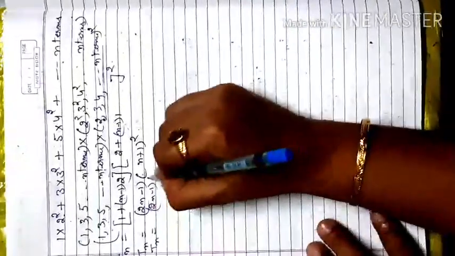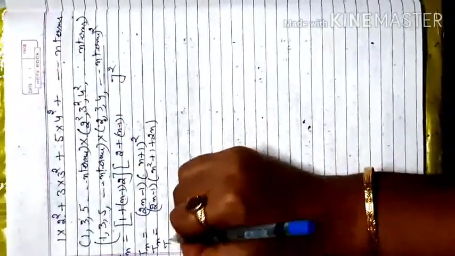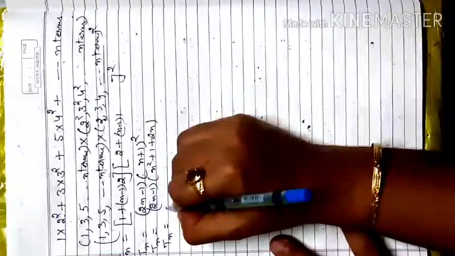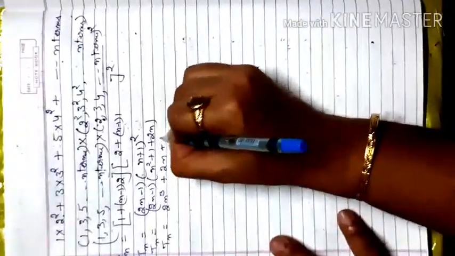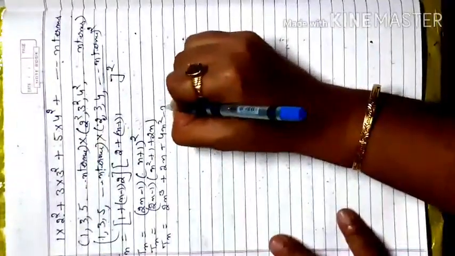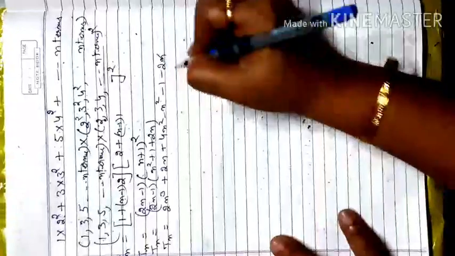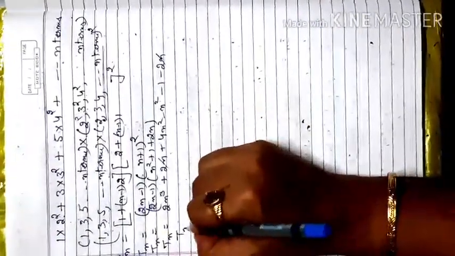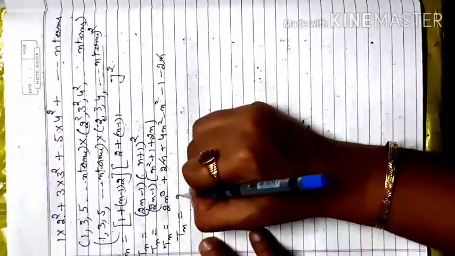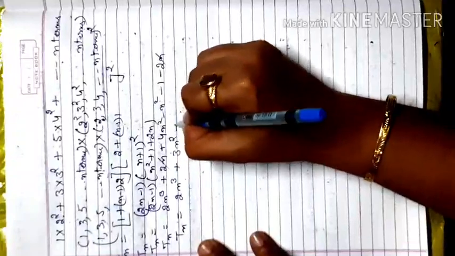(2n minus 1)(n square plus 1 plus 2n). Now I multiply each and every term first with 2n. So that gives me 2n cube plus 2n plus 4n square minus n square minus 1 then minus 2n. Minus 2n will be cancelled. So what is left? My nth term in the form of polynomial: 2n cube plus 3n square minus 1.